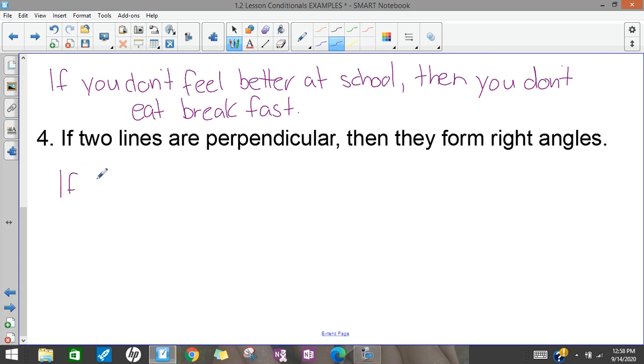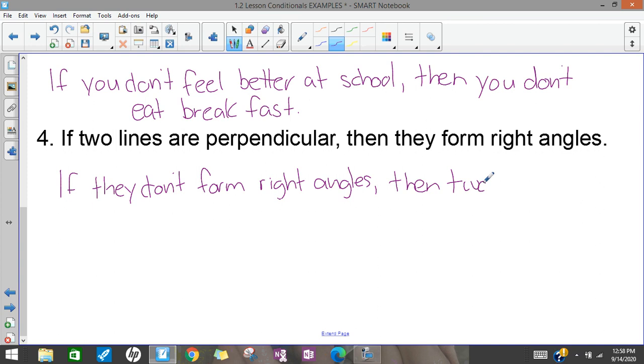So I'm going to say if they don't form right angles, then two lines are not perpendicular.